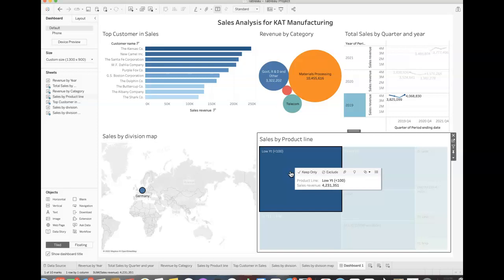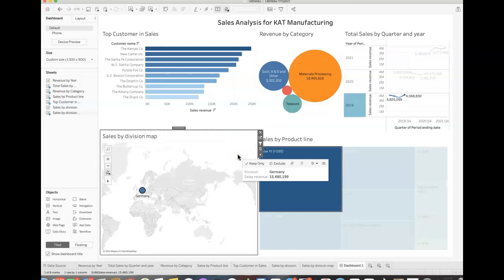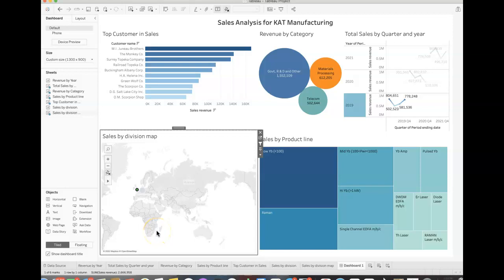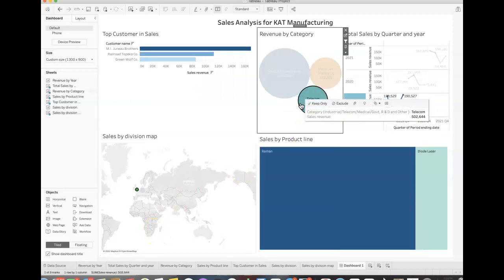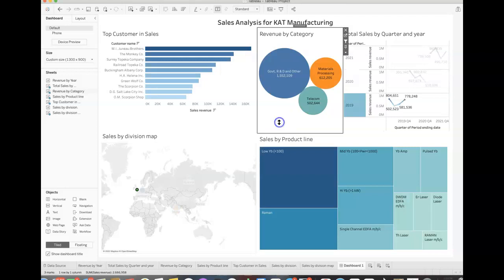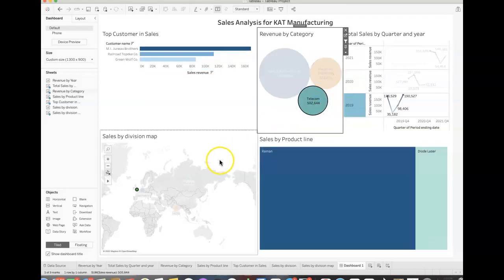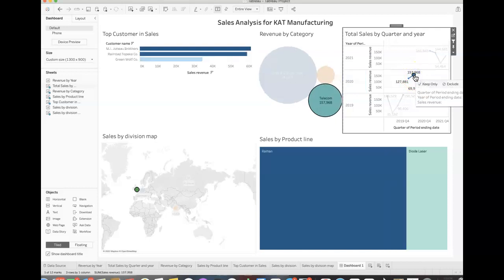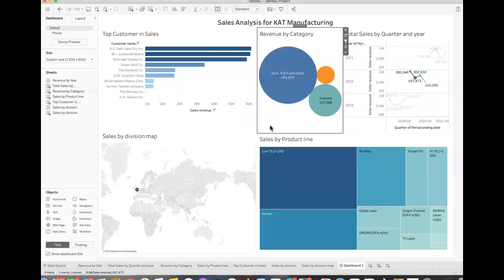Question number 5. In 2020, which quarter had the highest sales in the telecom category under the UK division? So click out of here, go to UK, then we go to the telecom category, and see in 2020 which quarter had the highest sales. So it would be quarter 2 with $157,968 in sales revenue.